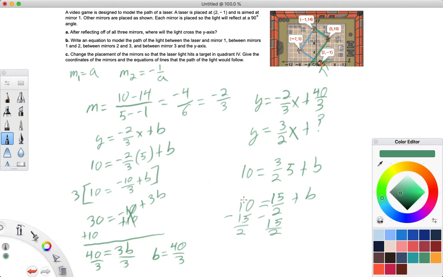I need a common denominator, so 10 is the same thing as 20 over 2. So 20 over 2 minus 15 over 2 equals b, and 20 minus 15 gives me 5 over 2 equals b. So my equation is y equals 3/2 x plus 5/2, and that should do it.